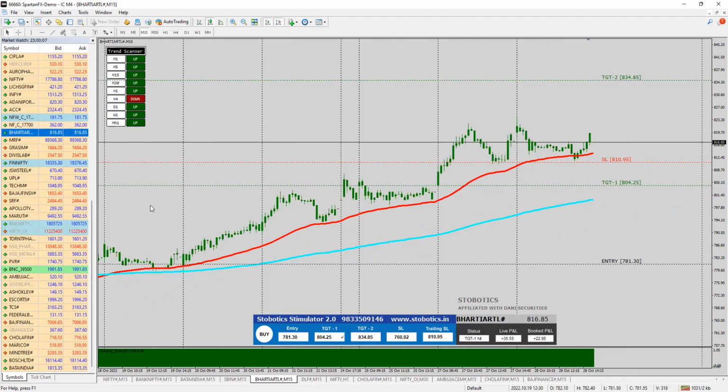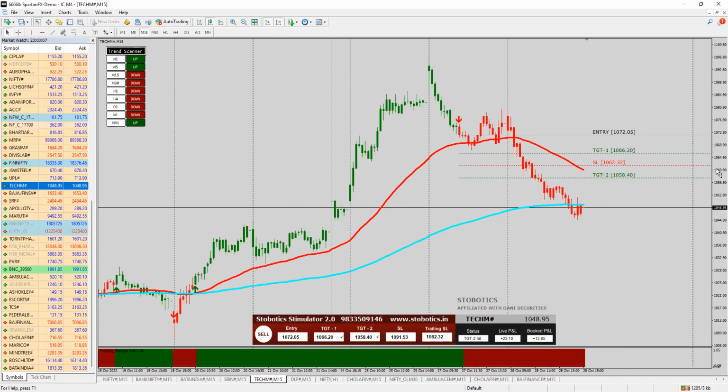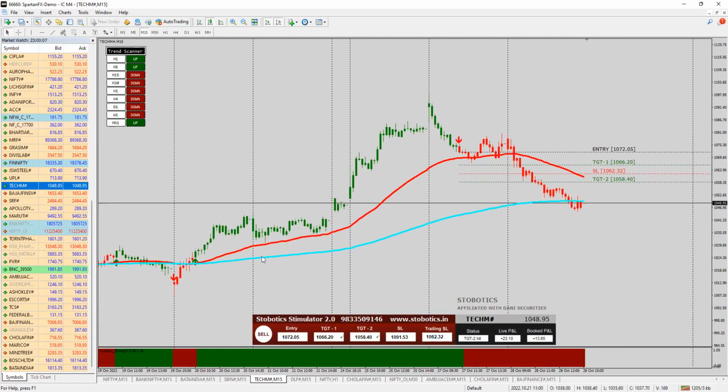Everything, like it was completely a buy stock. You can see Tech Mahindra. This also works very nicely. You can see this was the crossover of 50 and 200, and the entry was somewhere around here, 1026. And you got a target of around 1050. It went till 1085, 1097, and then it came down.